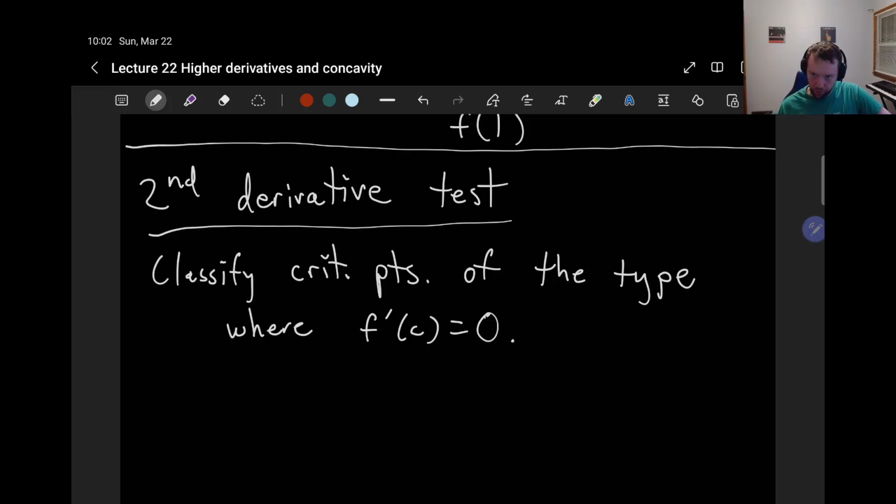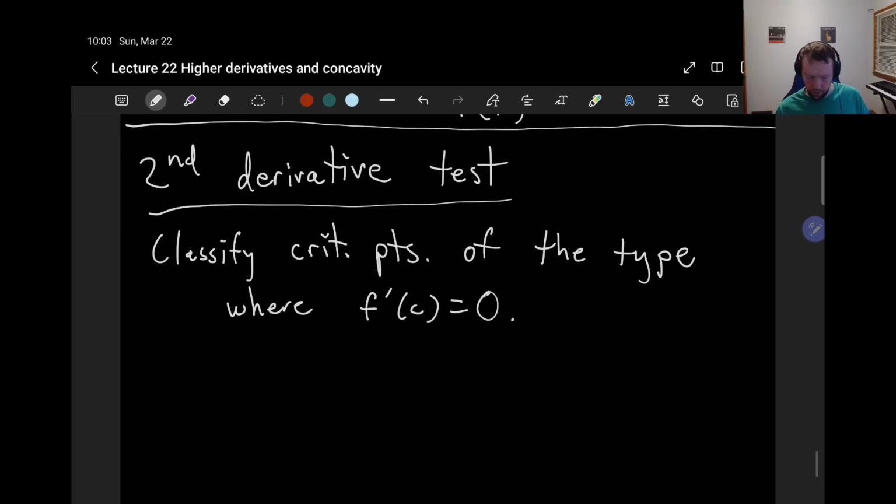Remember that you also have a critical point where the derivative is undefined, or at an endpoint if your domain is suddenly cut off with a closed interval. So the downside of this test is that it does not apply to those cases. It only applies to this type of critical point where the derivative is 0. Now, this is the most common thing that you encounter, but this test is limited, so that's the downside. We'll see that there's another limitation as well.